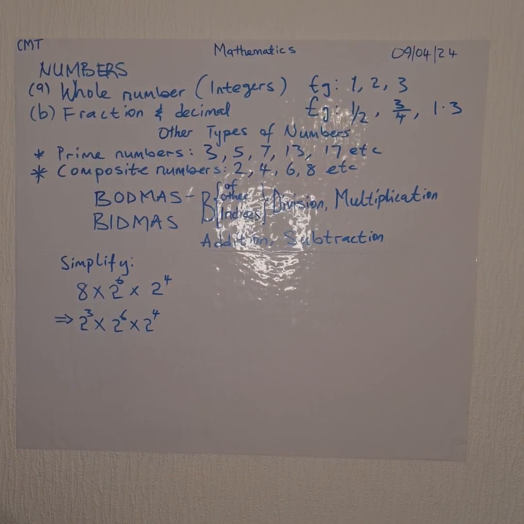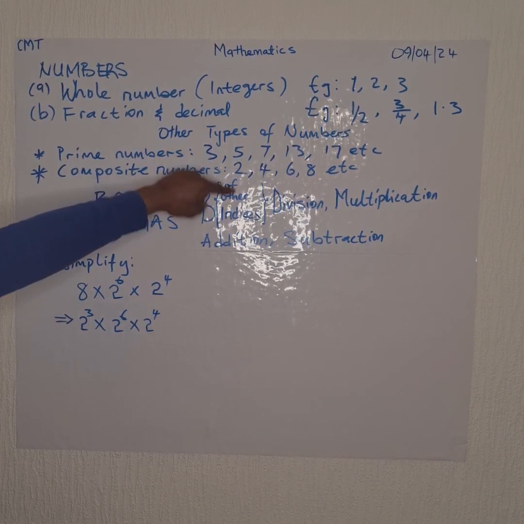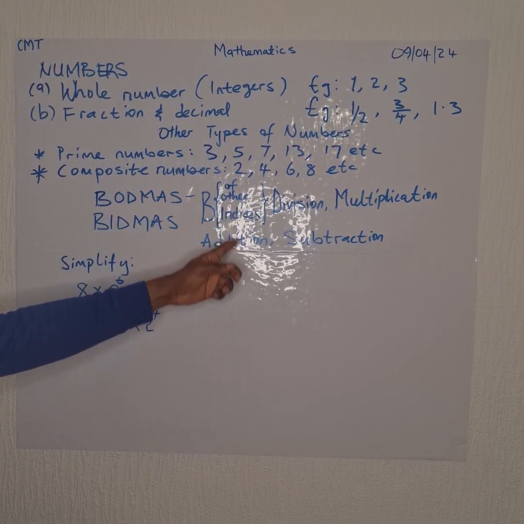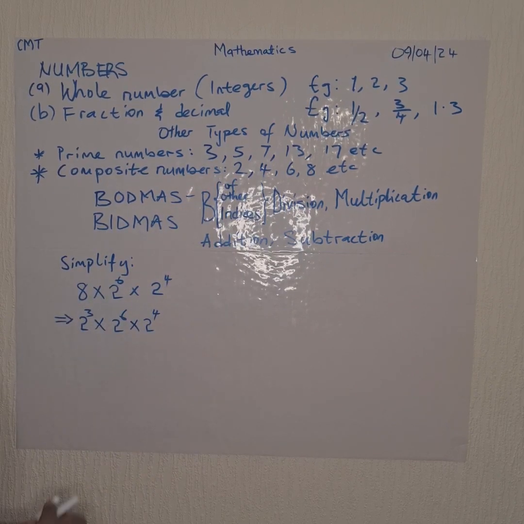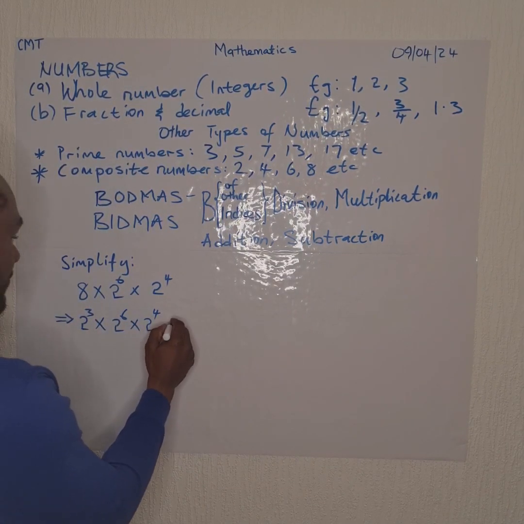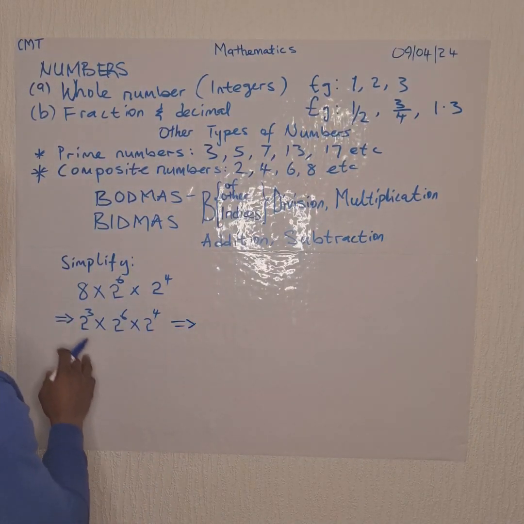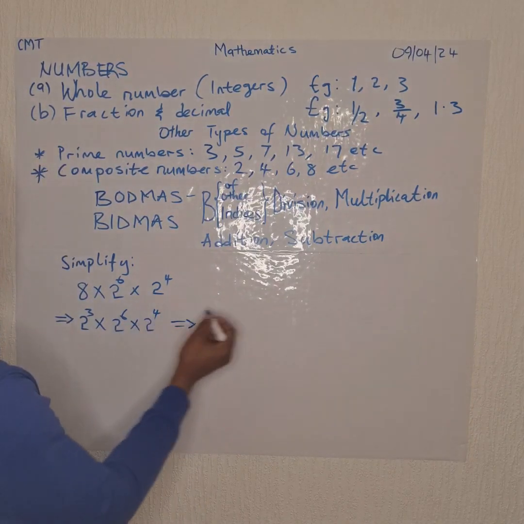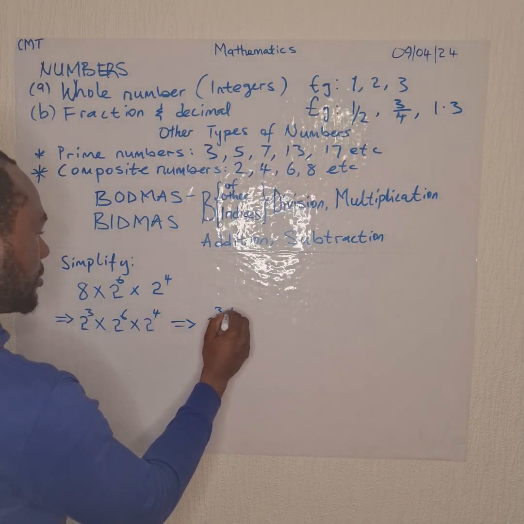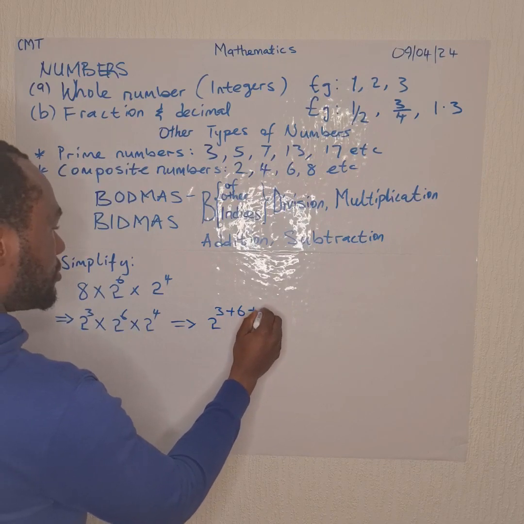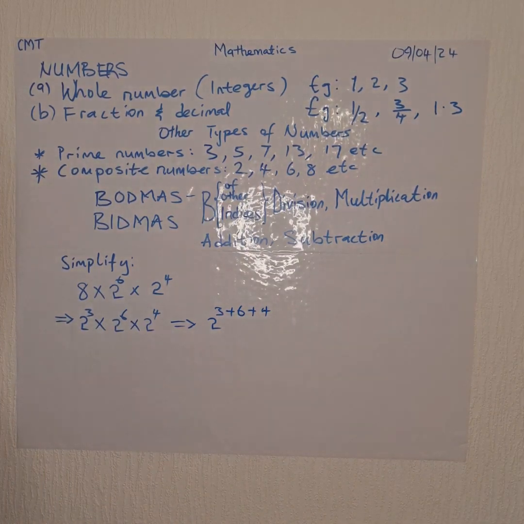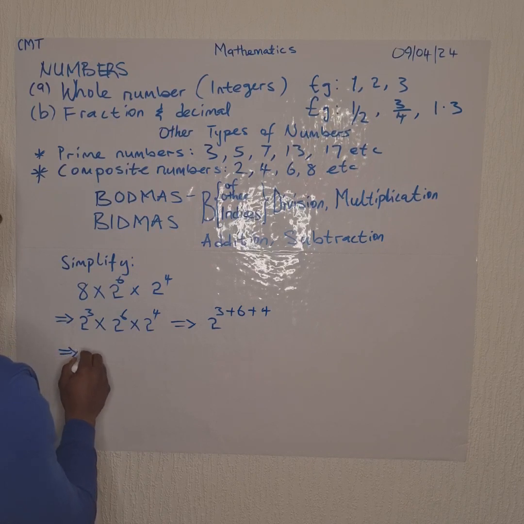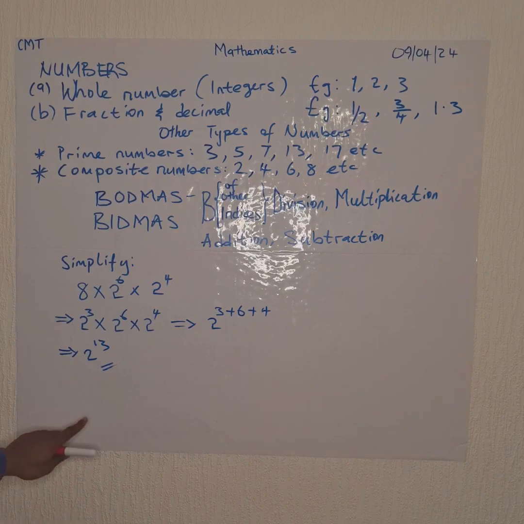Now, our rule says we deal with brackets first. There are no brackets. And then we're here. We deal with off, order, or indices. So let's deal with indices. If we want to multiply this, it's the same thing as 2 raised to the power 3 plus 6 plus 4. And this is the same thing as 2 raised to the power 13. Clear and simple.